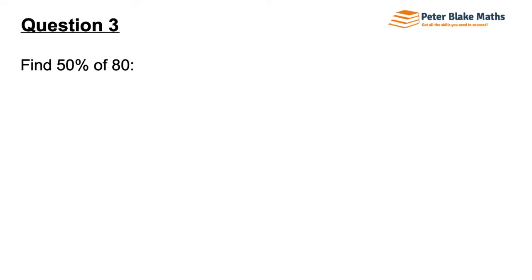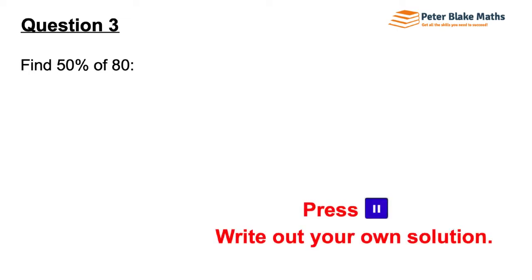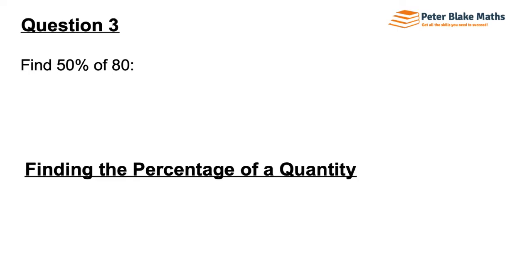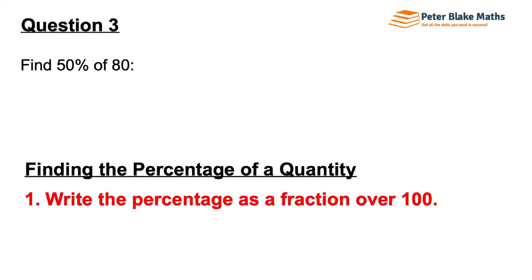Question 3. Find 50% of 80. Now many of you might know this already. 50% is a half, isn't it? And a half of 80 isn't all that hard to do. Well, let's get systematic about it. Finding a percentage of a quantity, we will write the percentage as a fraction over 100. So we'll turn 50% into 50 over 100.